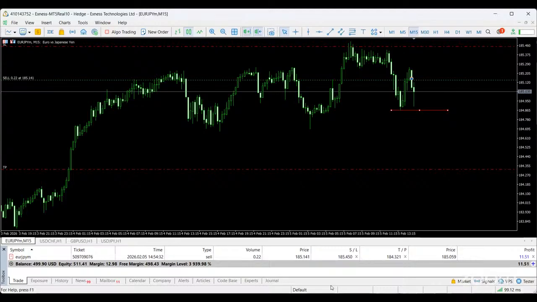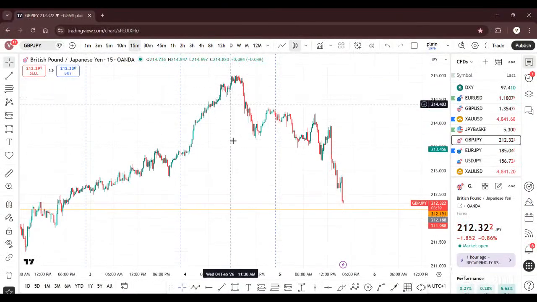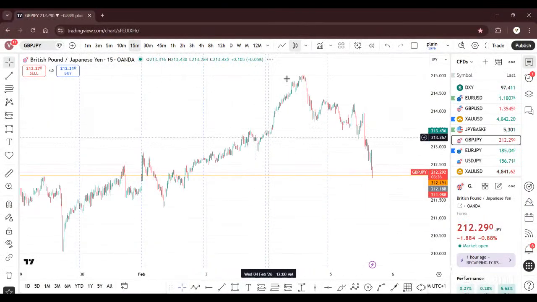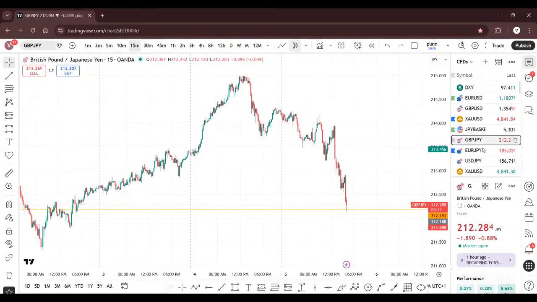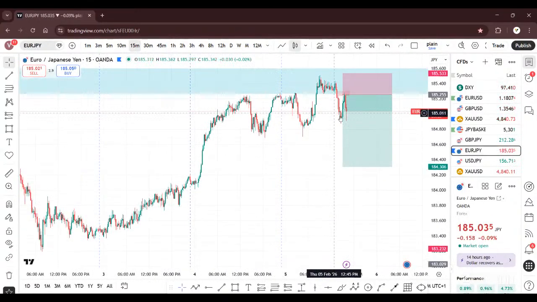Let's go back to TradingView so I'll show you that. You can see how GBP JPY sold so much. This is GBP JPY. We already analyzed for this sell since yesterday, and you can see how it played out. We're expecting Euro JPY to also do a similar thing.